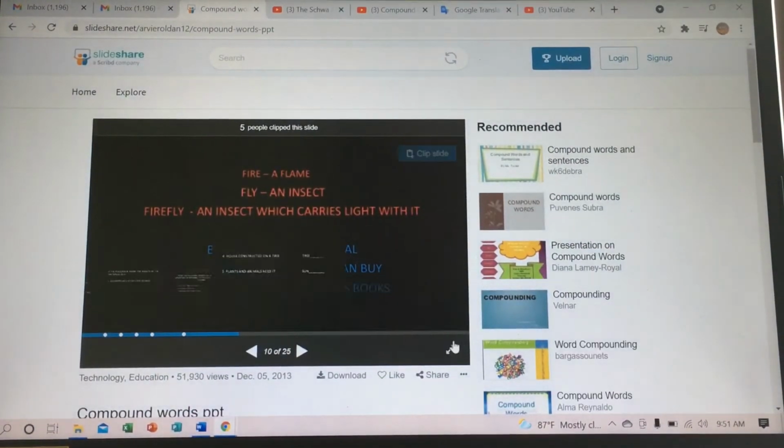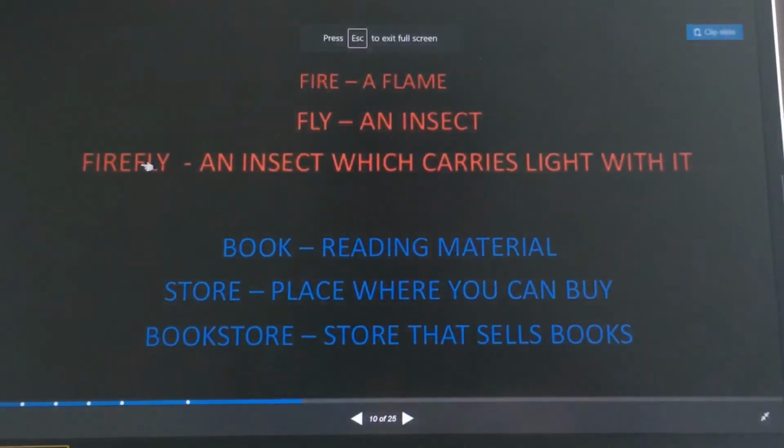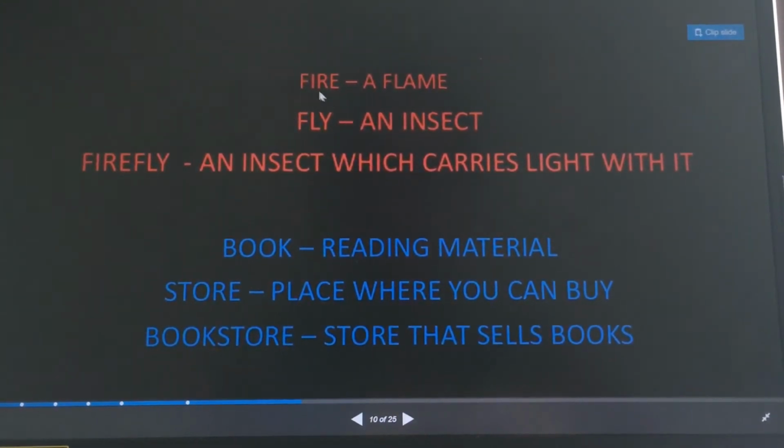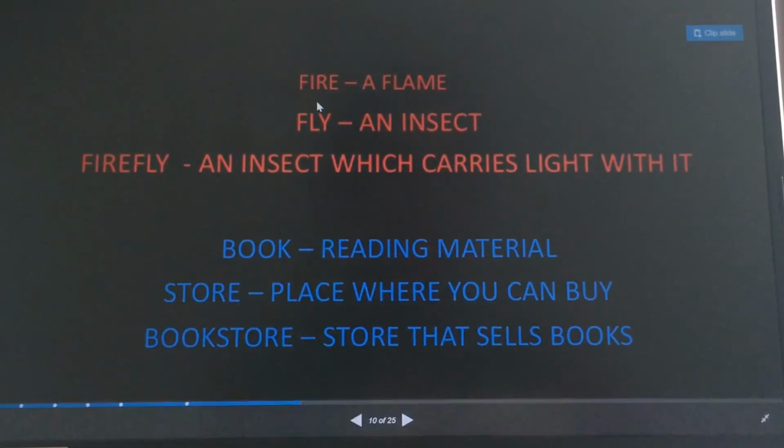Understand, class, the meaning of compound word? That is the example. So as you can see, we have here three words, right? We have fire, fly, and firefly. So let's define these three words. Fire means a flame. Fly means an insect. Got it? So these two words have different meaning.